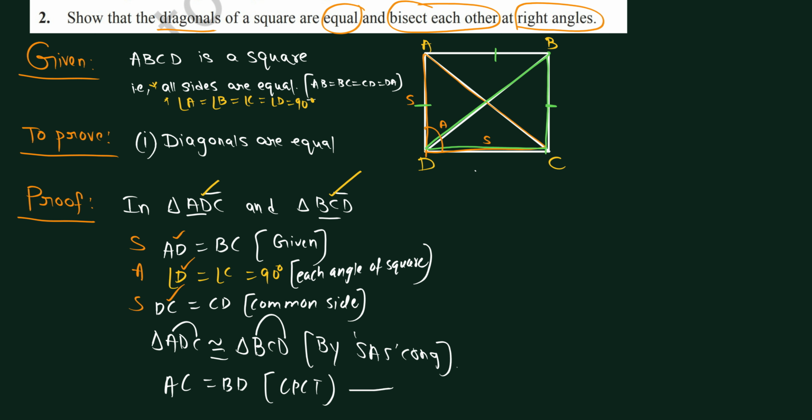So let us say this is relation 1. Therefore, diagonals are equal. You write the final statement: diagonals of square are equal. Write down in the final statement, diagonals of square are equal.